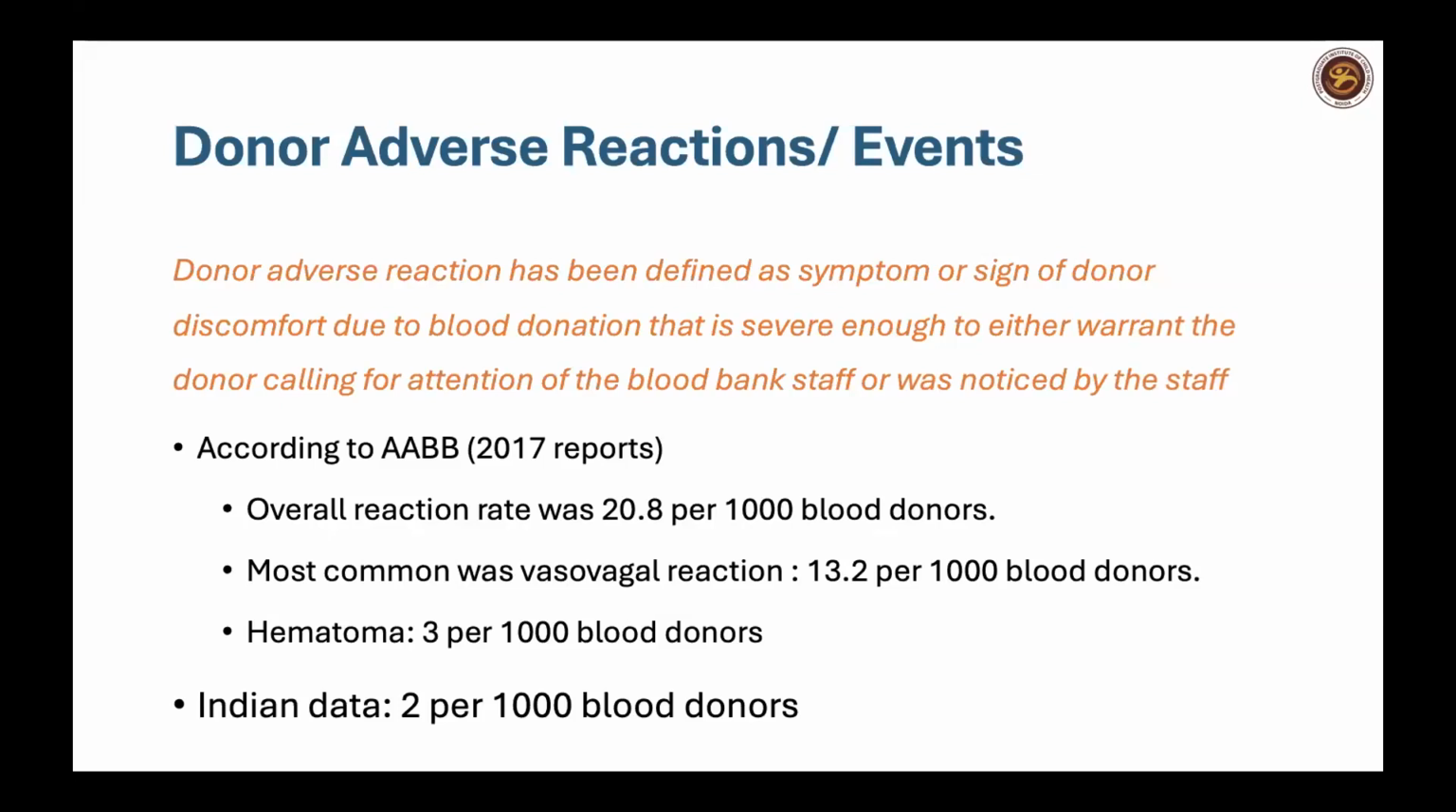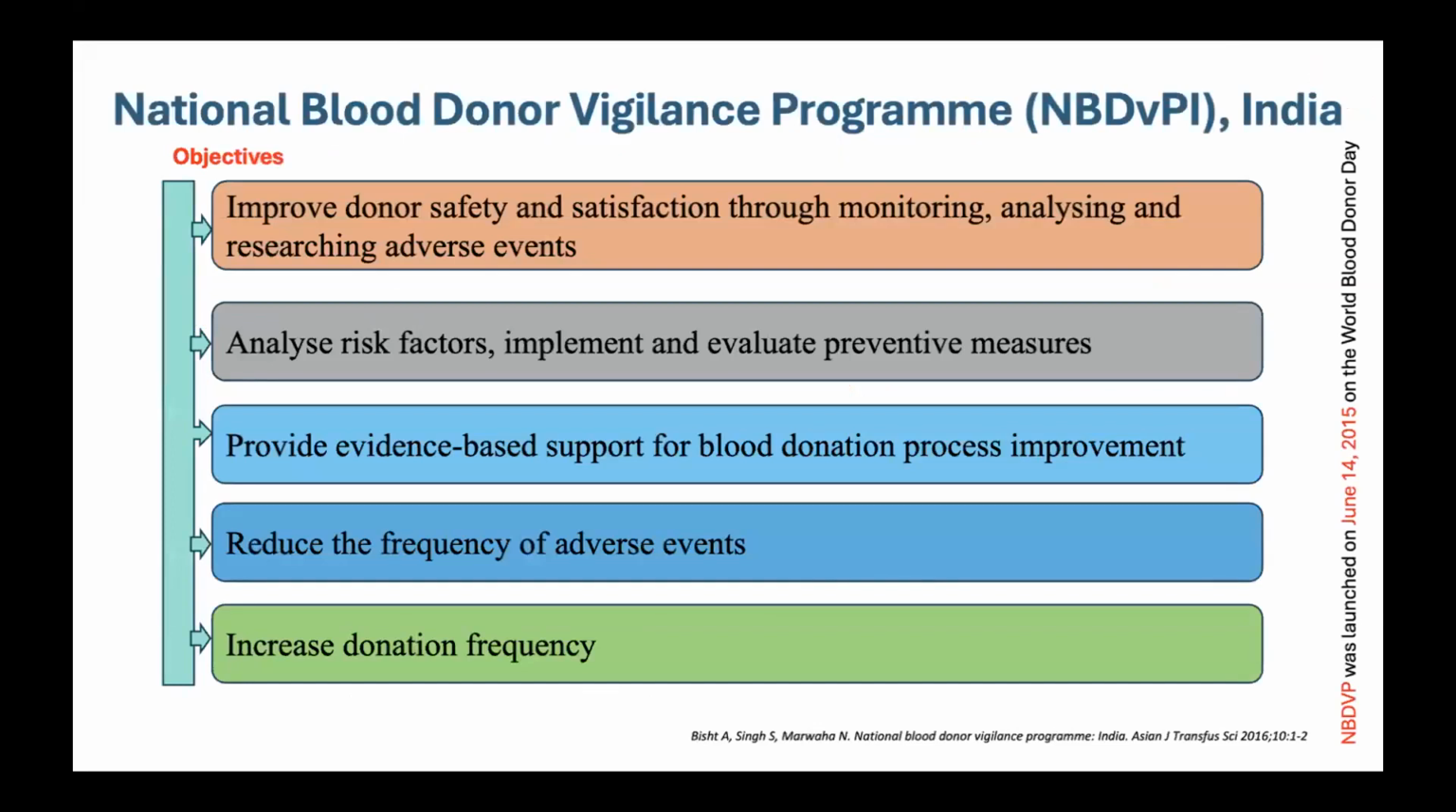So the aim of donor vigilance is to improve donor safety and satisfaction, to analyze the risk factors, implement and evaluate preventive measures, provide evidence-based support to blood donation, reduce the frequency of adverse events, and finally, we all want there to be an increased donation frequency.